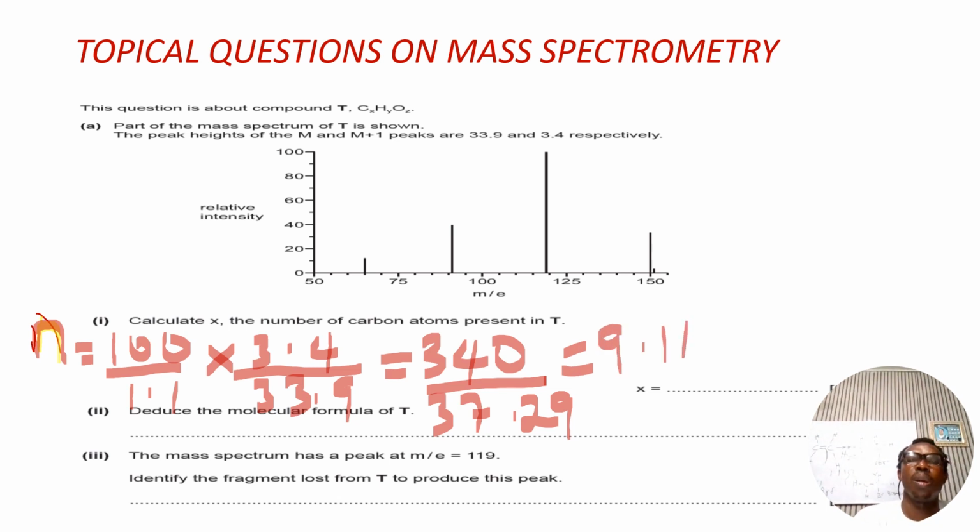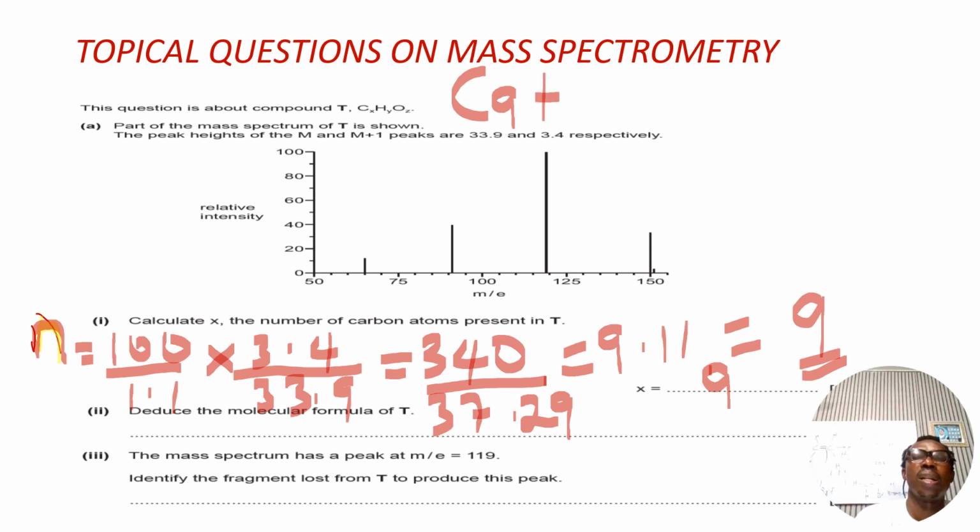9.11. So the number of carbon atoms is equal to 9 approximately. So X is equal to 9. Calculate X, the number of carbon atoms present in T. Then the next question, you are asked to deduce the molecular formula of T. So we'll have 9 atoms of carbon plus hydrogen plus oxygen will be equal to the relative molecular mass.